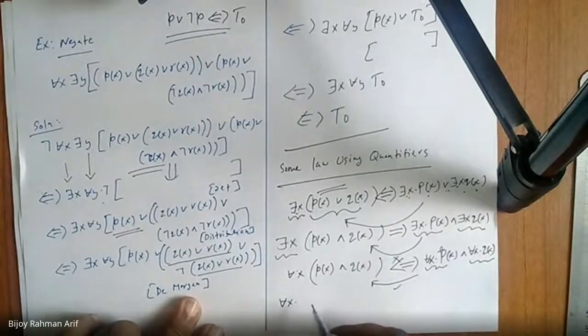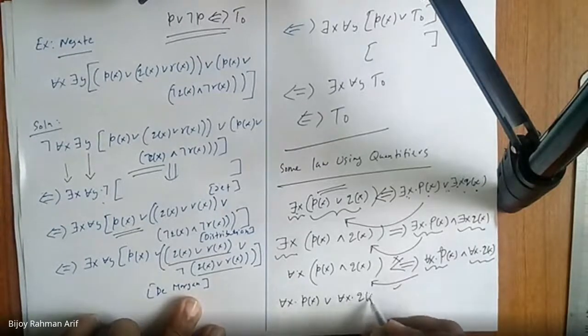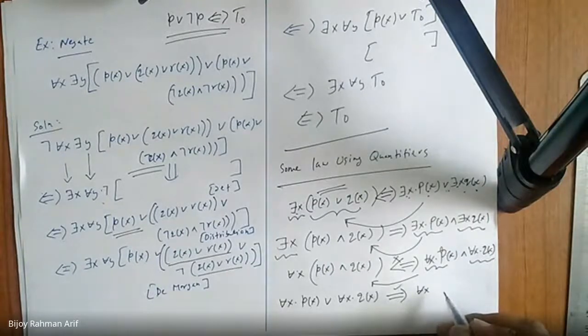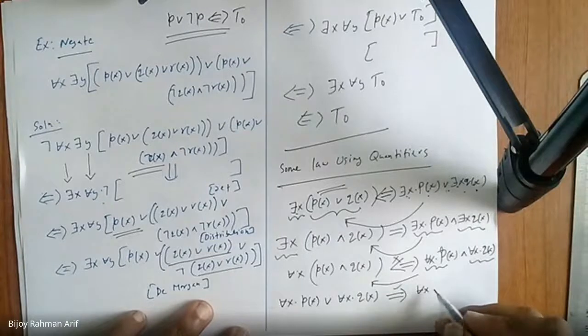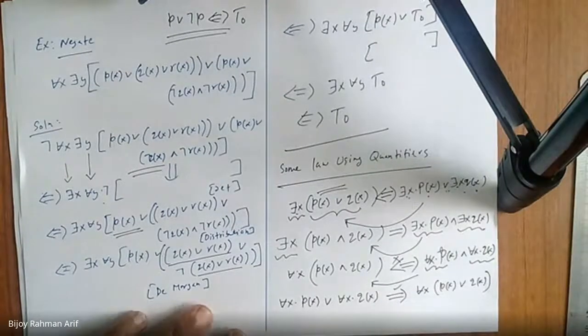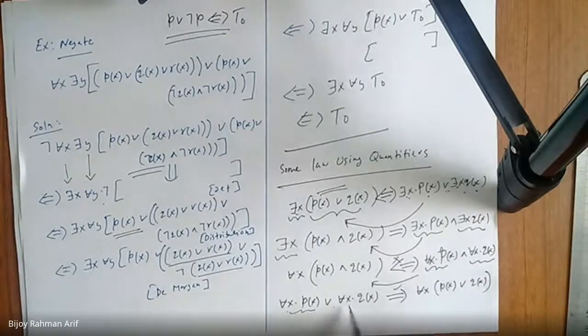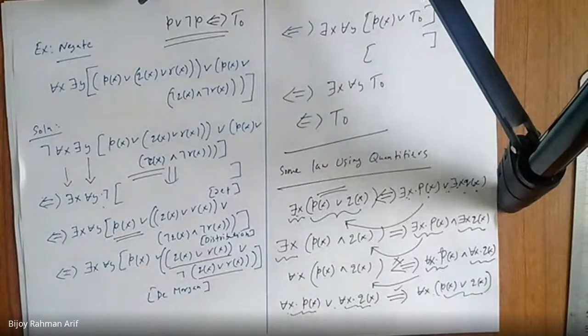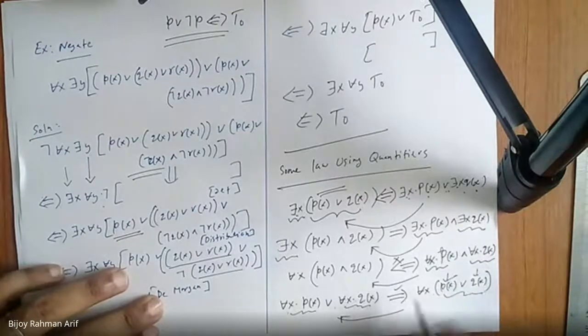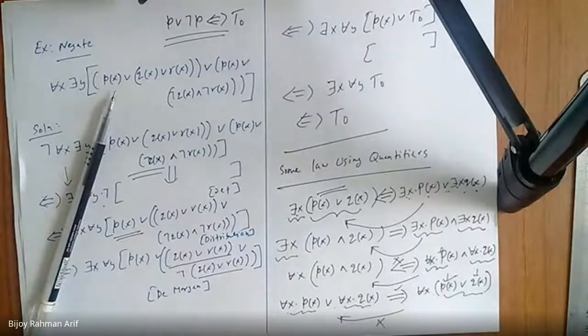All x. Okay, if all x px is true or all x qx is true, definitely for all x the inner statement is true, because to prove the inner statement, proving one is enough. But for all x, px and qx true does not mean for all x both are true, because this might be true for some value, and that might be true for another value, so it is not reversible. All right guys, so these are the laws. Did you get it?